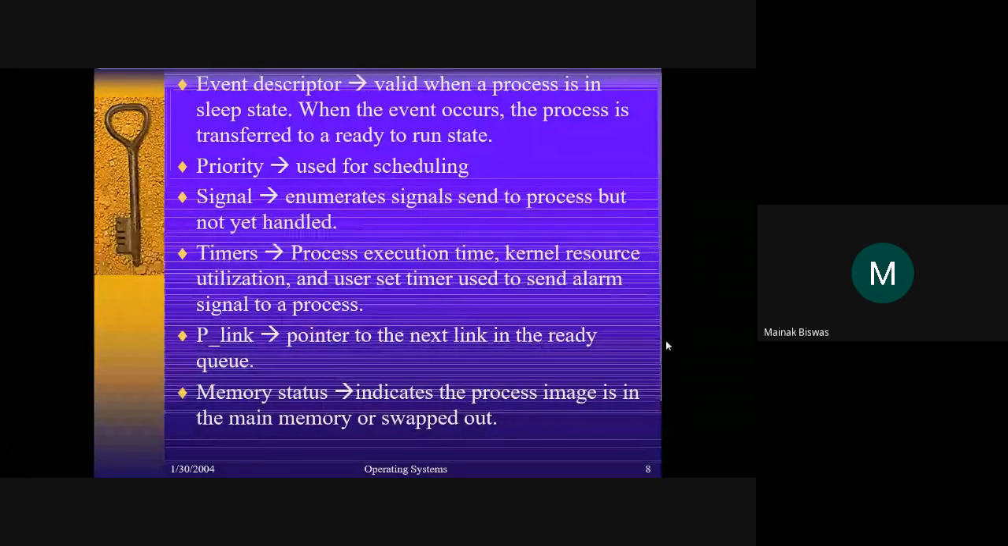So what are the timers? Process execution time: how much time does the process take? These are all the clerical level information that we are talking about for the process. Process execution time means how much time the process takes, how much kernel resource is utilized, how much user time is used, and the user set timer is used to send an alarm signal to the process, meaning when the process will complete its job.